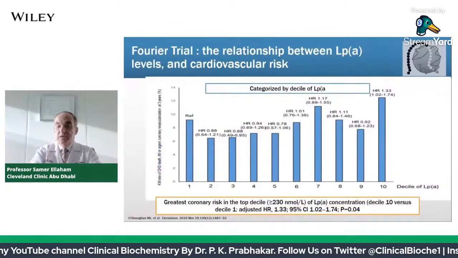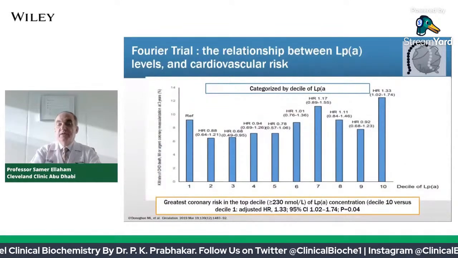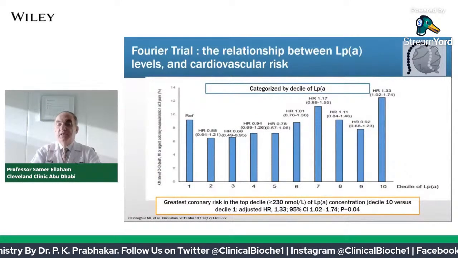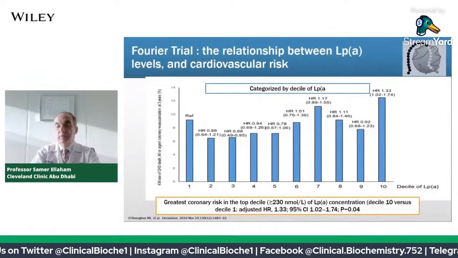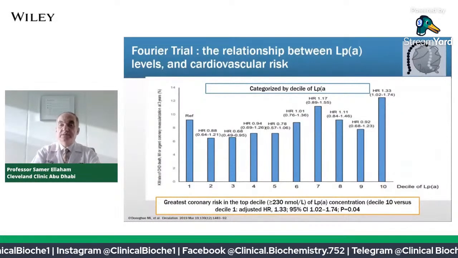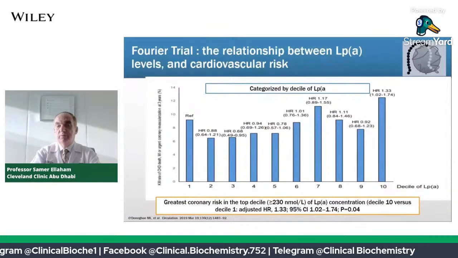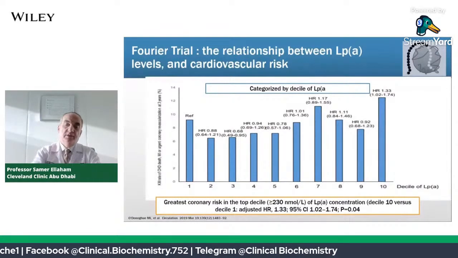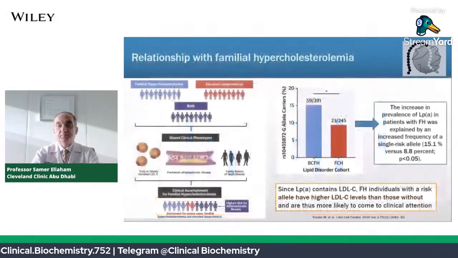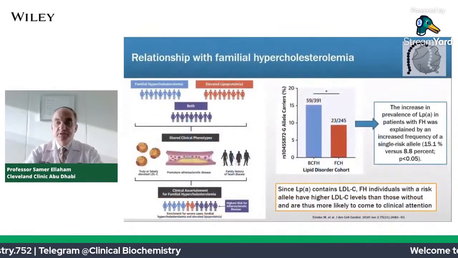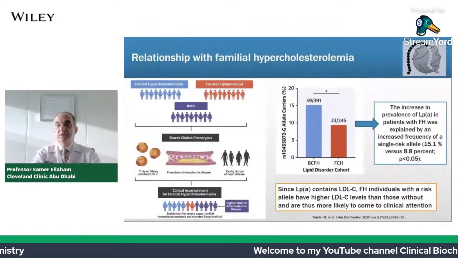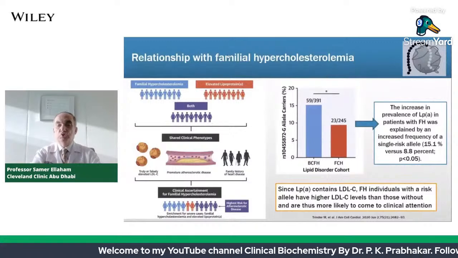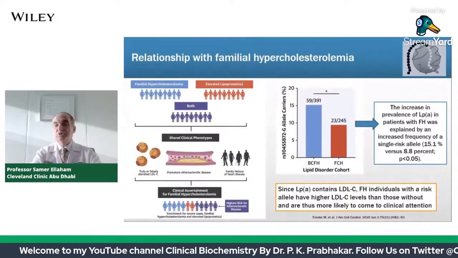And again, in the FOURIER trial, when you look at the greatest coronary risk in the top decile, which are the ones that are 230 nanomole per liter and above, again, the highest risk when you look at the subgroup analysis and the risk in these patients. What is the relationship with familial hypercholesterolemia? Again, as if it's not enough to have one problem. What about having those 2 problems and sharing the concern?